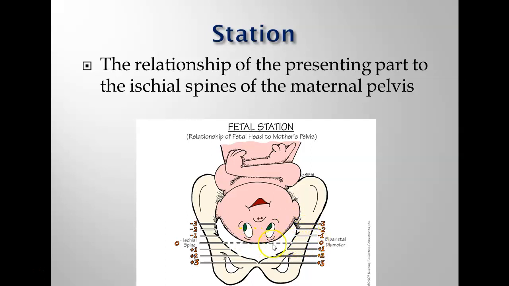When they're right at the ischial spines, they're at a 0 station. Once they surpass the spines, they can go to +1, +2, and +3. And that's when you're seeing that the head is now crowning. Keep in mind this is just subjective data. It's not anything that we can actually measure, but that we can determine by feel and by practice from doing this.